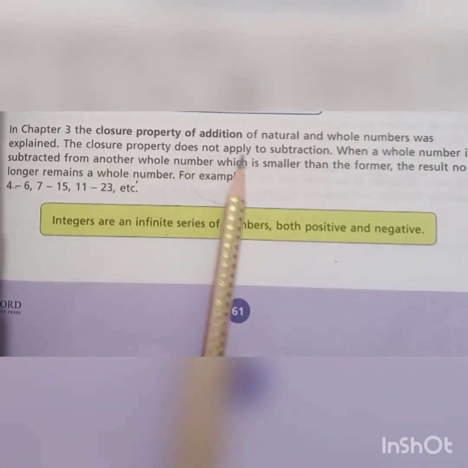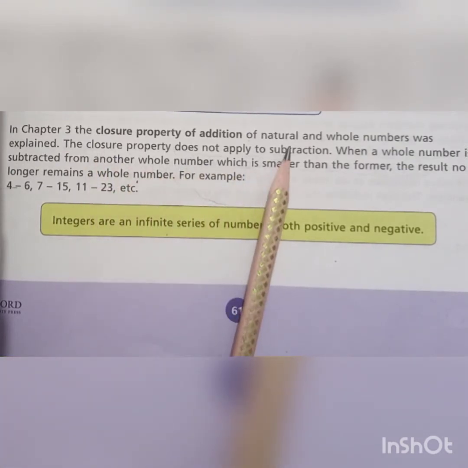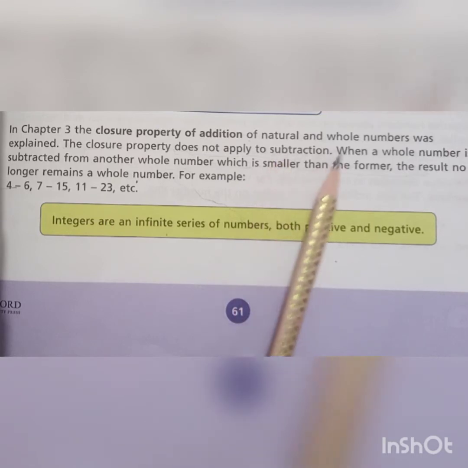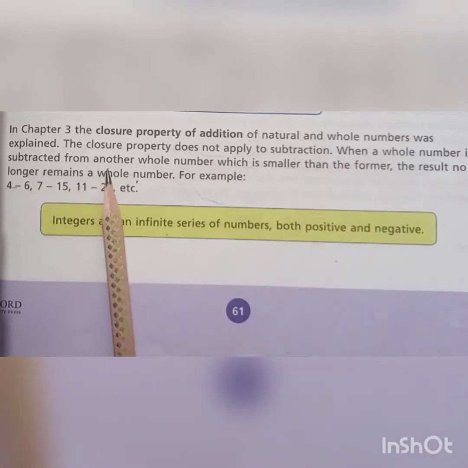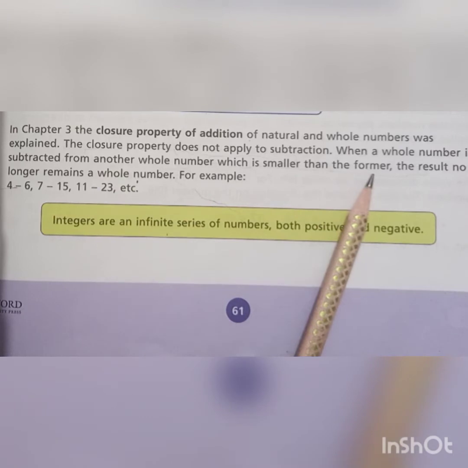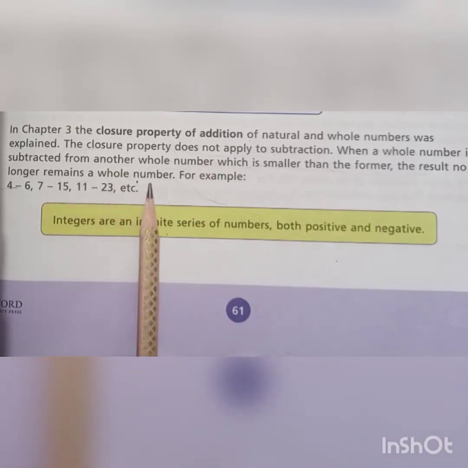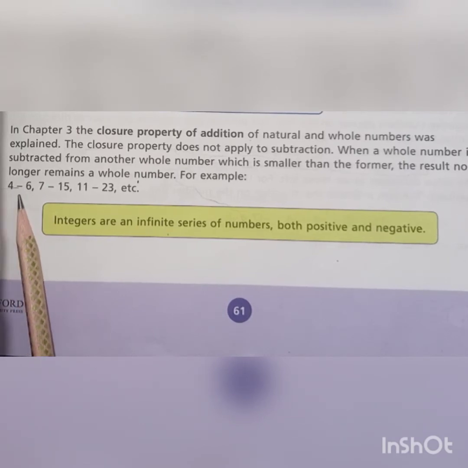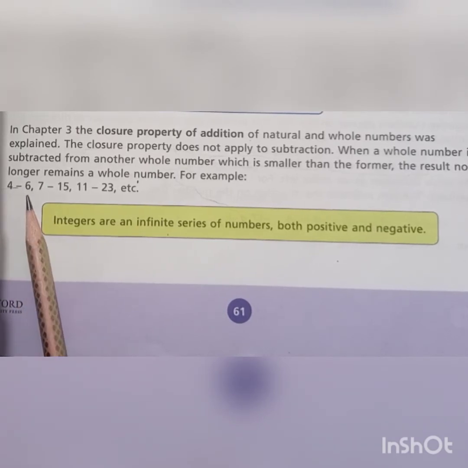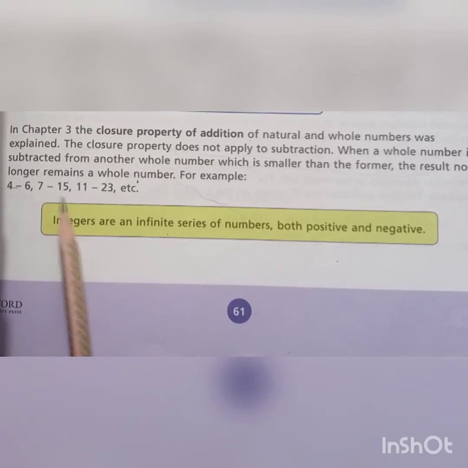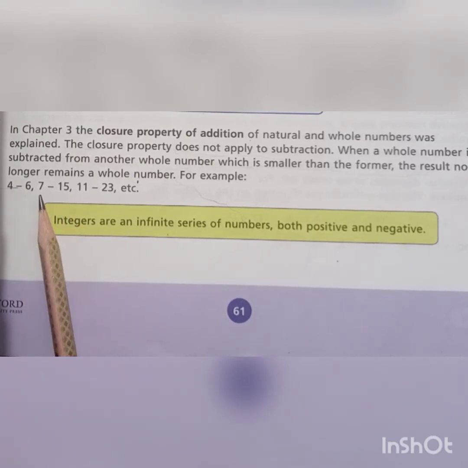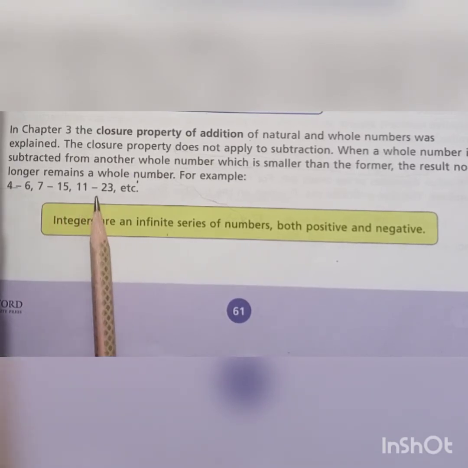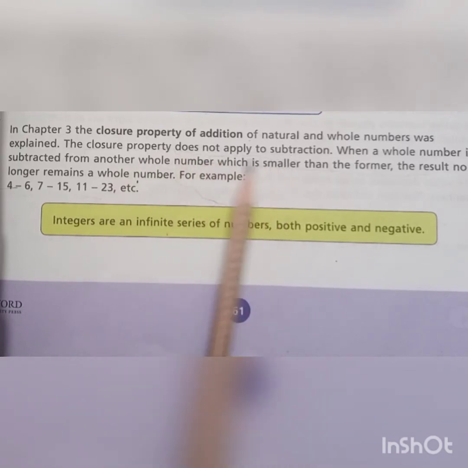Students, the closure property does not apply to subtraction, as we have already studied. Why? Because when a whole number is subtracted from another whole number which is smaller than the former, the result no longer remains a whole number. For example, 4 minus 6. Here 4 is less than 6, but the larger number is subtracted from the smaller one, and the result does not belong to the natural numbers or whole numbers. That's why the closure property does not apply to subtraction.